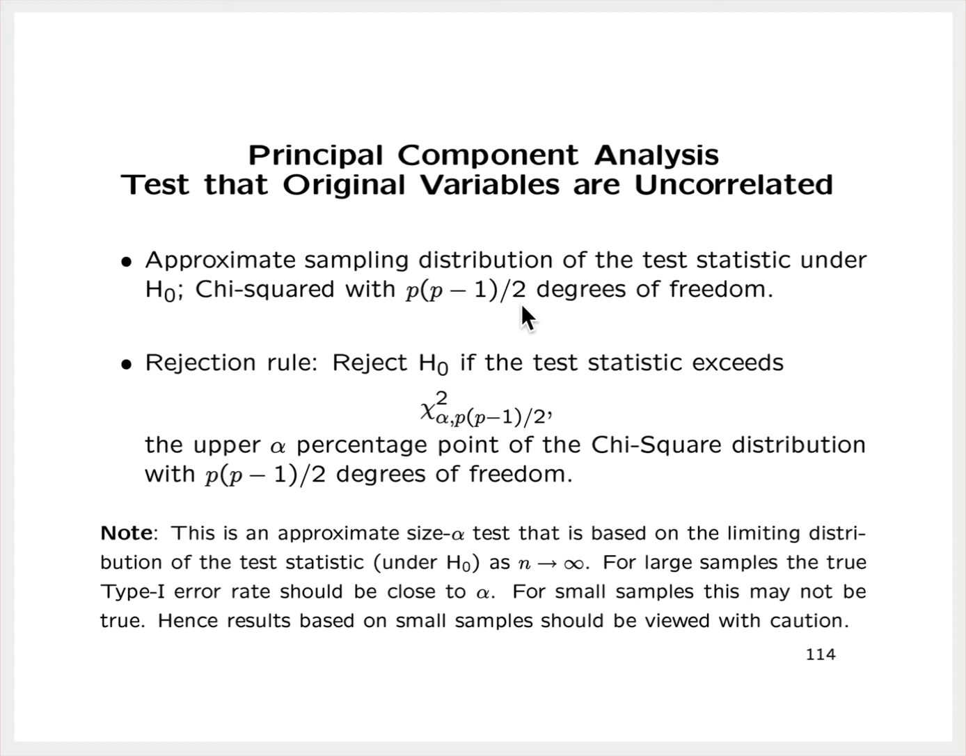Now, when the parameter vector is allowed to roam freely, let's put it this way, the number of free parameters overall is p times (p plus 1) over 2. Under the conditions of the null hypothesis, which says that the covariance matrix is a diagonal matrix, then the only parameters are on the diagonal, the variances, and there are p of those.